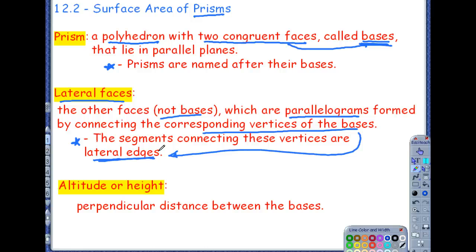All right, last vocab on this particular slide: altitude or height. We've seen those words before. When you think about altitude or height, you're thinking perpendicular, right? It's the perpendicular distance between the 2 bases. So how far apart are the 2 bases? That's the height. Again, the key here is it has to be perpendicular.